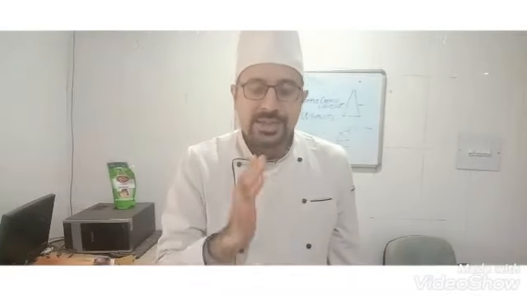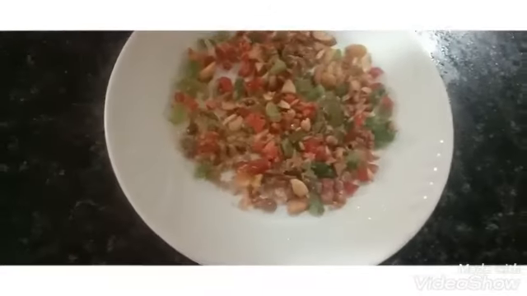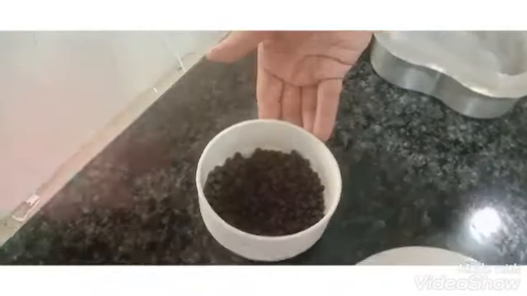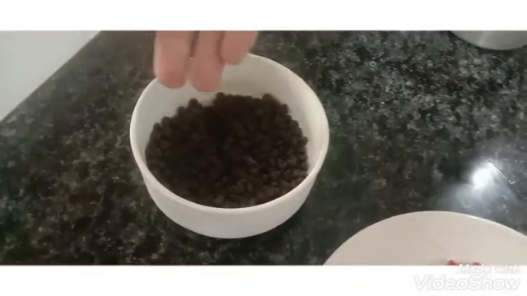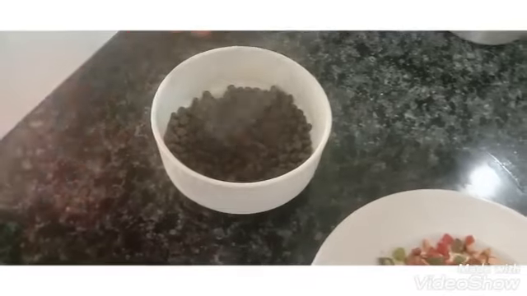So we'll add this into the sponge batter, and after that we can add the dry nuts and a little bit of tutti frutti. You can see the cashew nuts are mixed in, and I use chocolate chips as a topping. Inside the batter or on the top, both ways you can use it. So we'll go with the process.